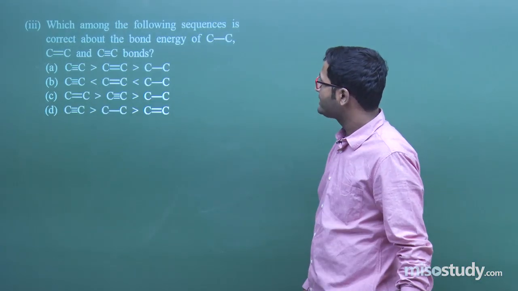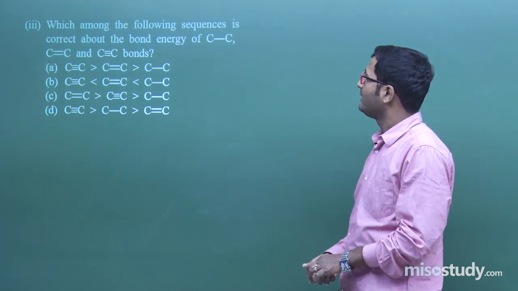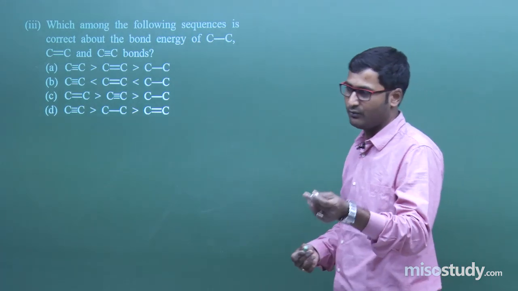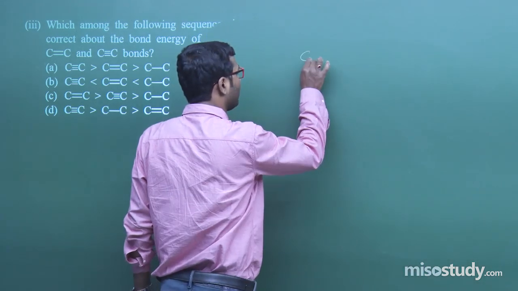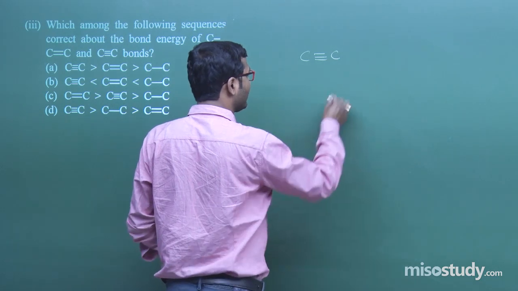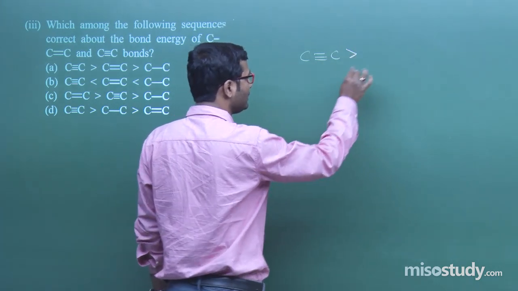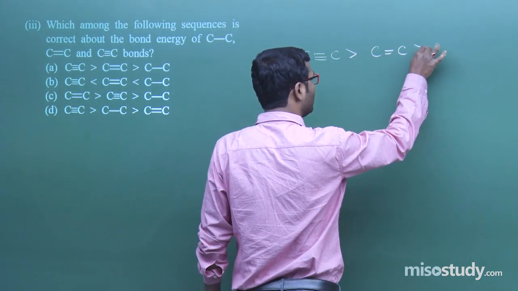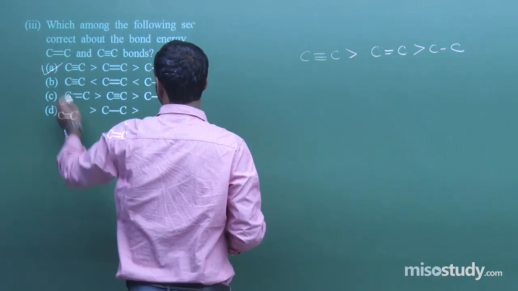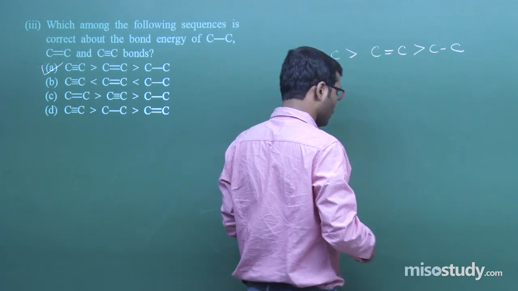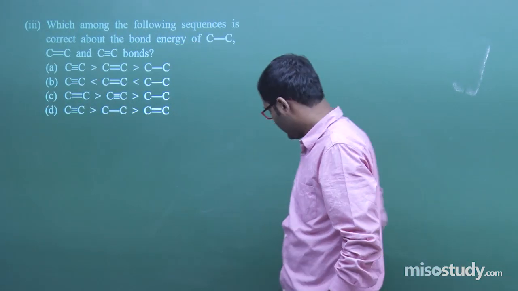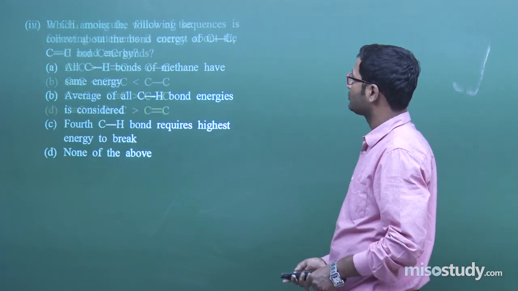Third one: which among the following sequences is correct about the bond energy of single, double and triple bonds? We all know that if there is a triple bond, it requires more energy to break, so it will have more bond energy than a carbon-carbon double and carbon-carbon single bond. So the order is triple, double and single. So for the third part, A is the correct option. Now I am going to solve the next question.